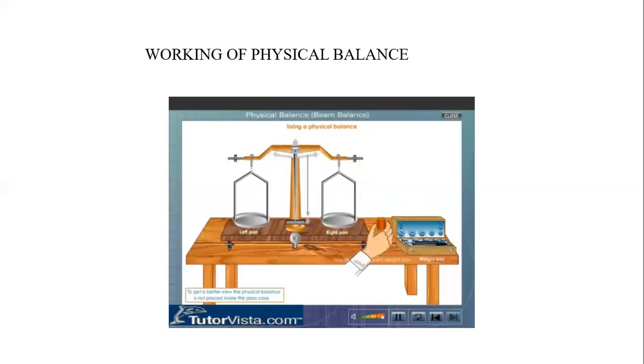Lower the central rod and place the article to be weighed in the left-hand side pan. Place standard weights in the right-hand side pan till the pointer oscillates equally about the zero mark when the central rod is raised. Use the forceps provided in the weight box. Record the mass placed in the right-hand side pan. This is equal to the mass of the body in the left-hand side pan.